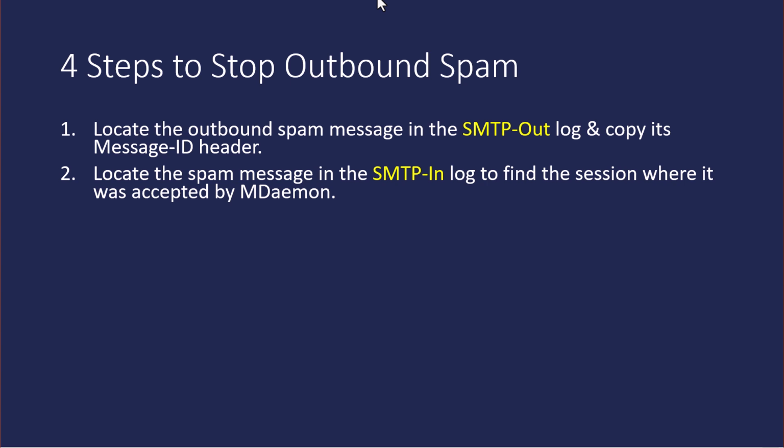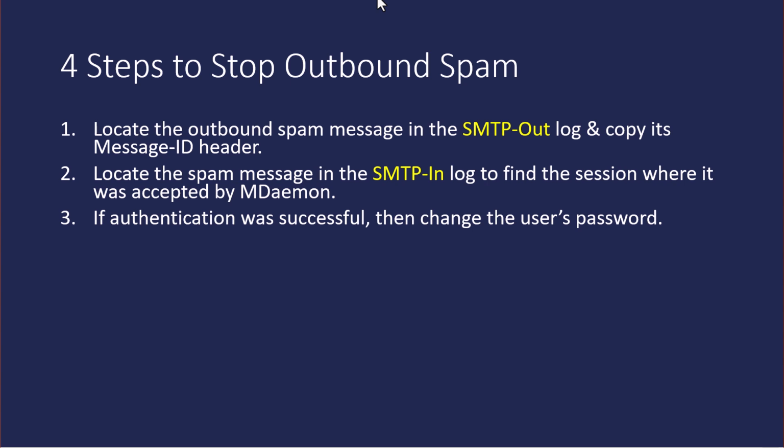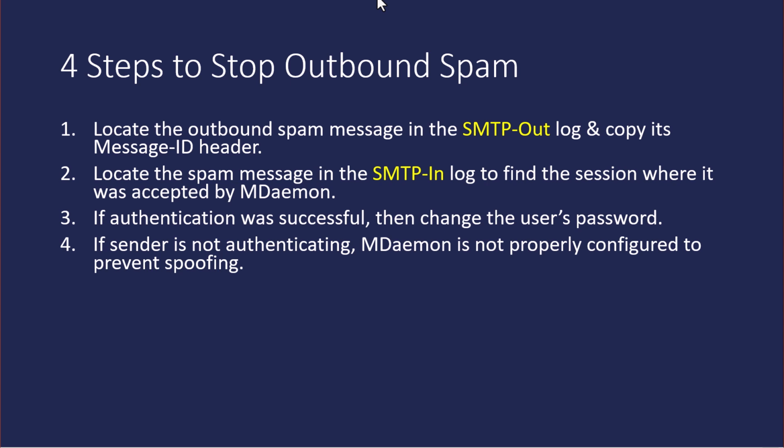The next step is to locate that spam message using the same message ID header in the SMTP in log to find the session where it was accepted by MDaemon. And if SMTP authentication was used, then we need to go in and change the MDaemon user's password. However, if the sender is not authenticating, then MDaemon is not properly configured to prevent spoofing.